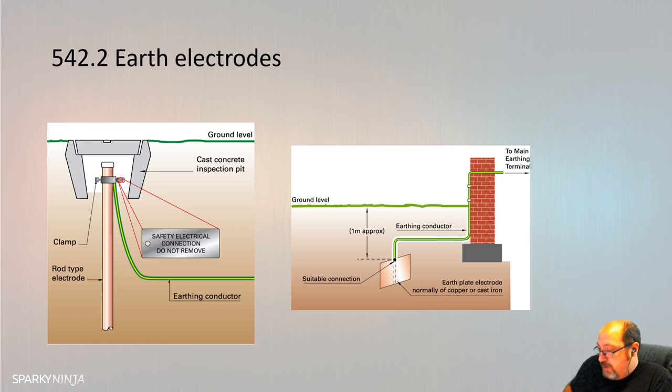more regularly. But where they are installed, the materials and dimensions of the earth electrodes shall be selected to withstand corrosion and to have adequate mechanical strength. Right. The type and embedded depth of an earth electrode shall be such that the soil drying and freezing will not increase its resistance above the required value.